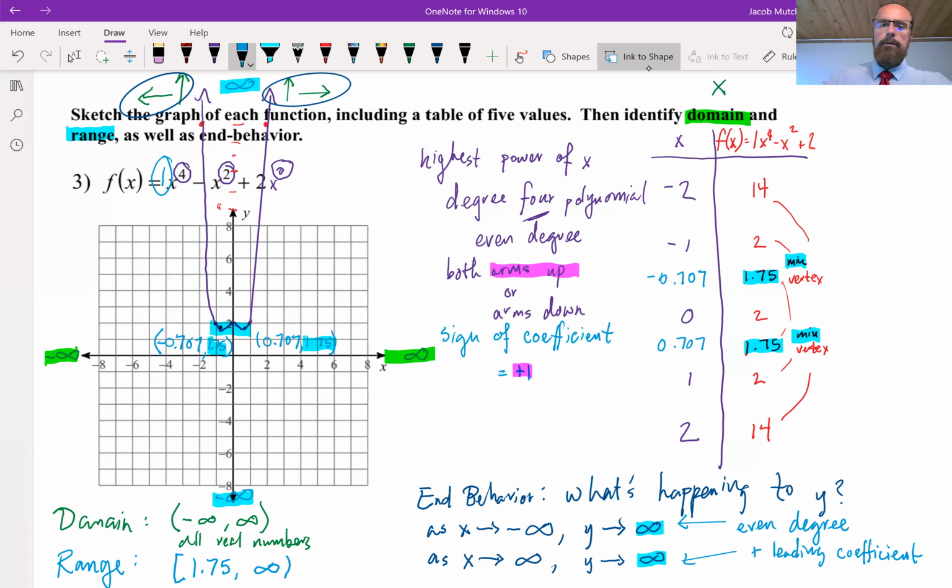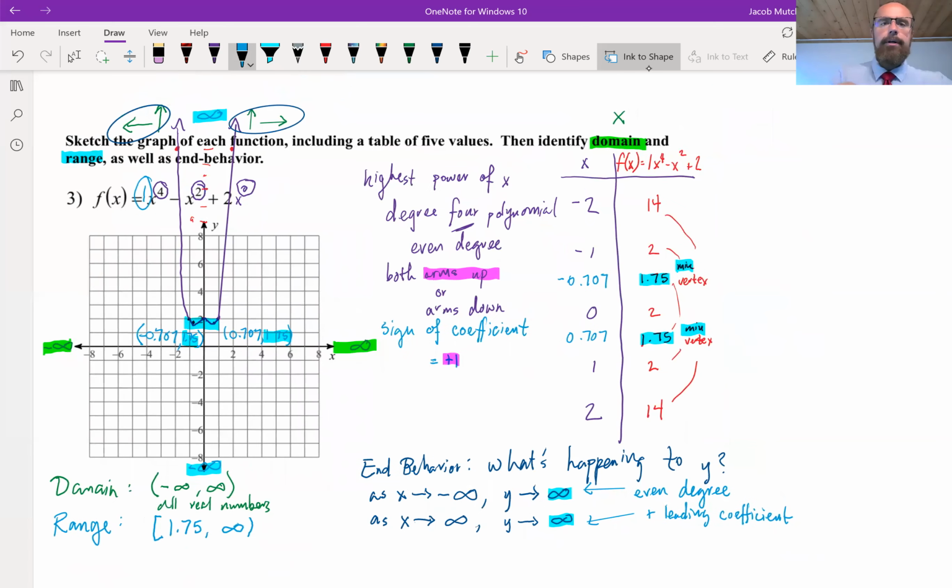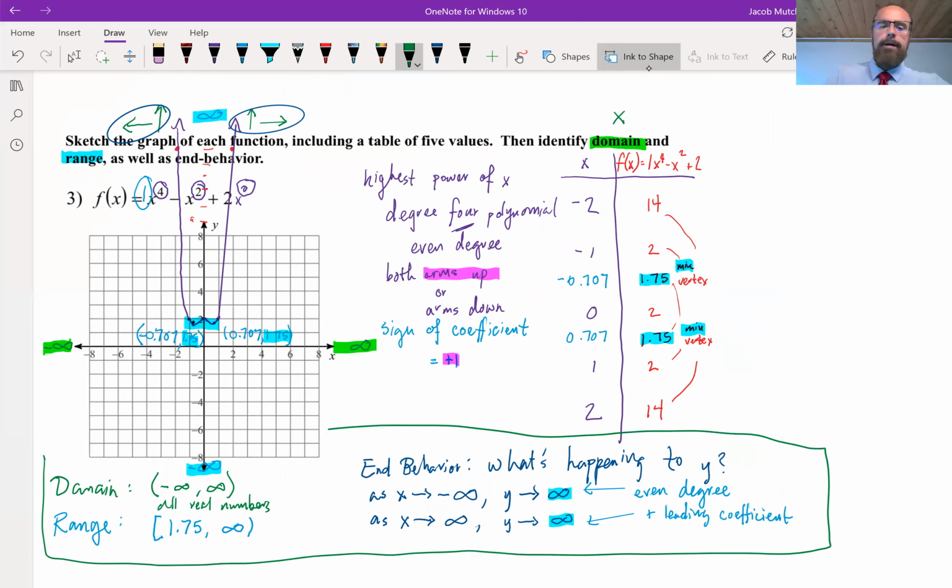And that concludes our second example here of graphing and analyzing an even degree polynomial for domain, range, and end behavior.